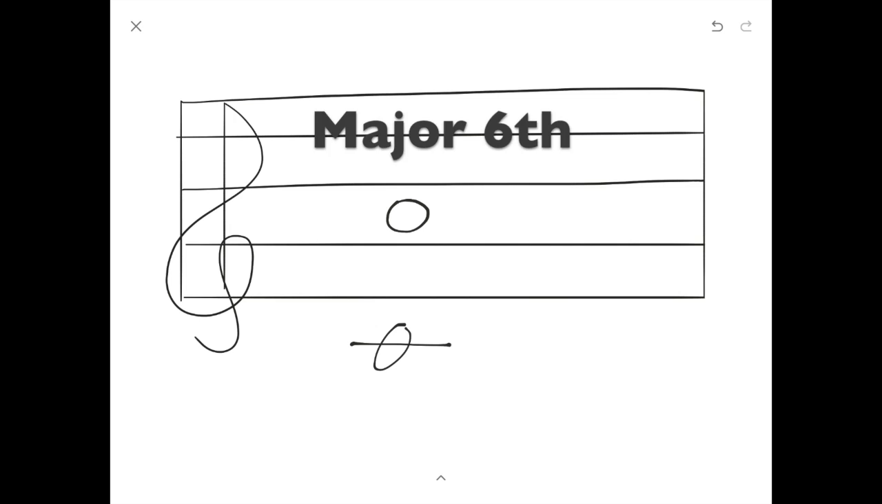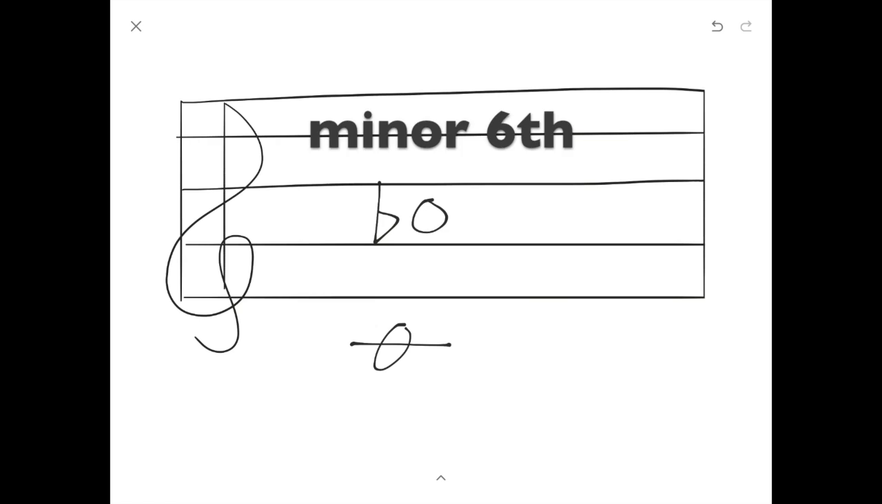Let's go up a whole step from 1 to the 6. In our case, looking at it on this scale of C, it's C to A. That's a major 6. And I think you're understanding that if we lowered that a half step, we would get something called a minor 6. All right, major 6, down a half step, minor 6. 1 to 6, major 6. 1 to 7 is the major 7th.